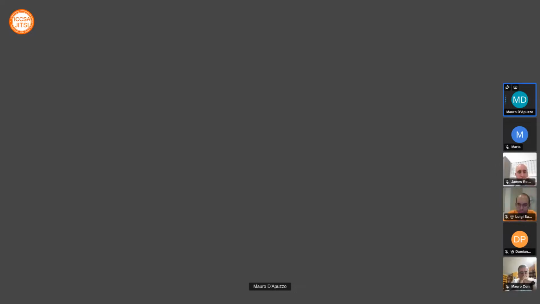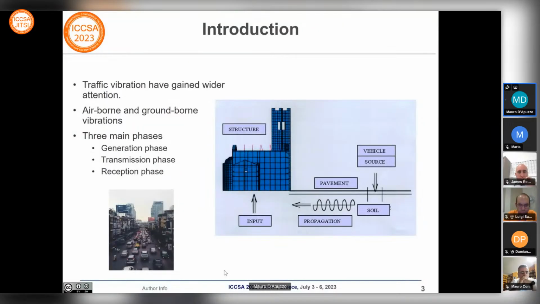be split into three main phases. What we call a generation phase, that is mainly originated by the dynamic interaction between the vehicle and the road roughness. So the basic, the fundamental is that obviously you can have a generation of vibration because of a rough road surface and obviously a heavy vehicle traveling on it.